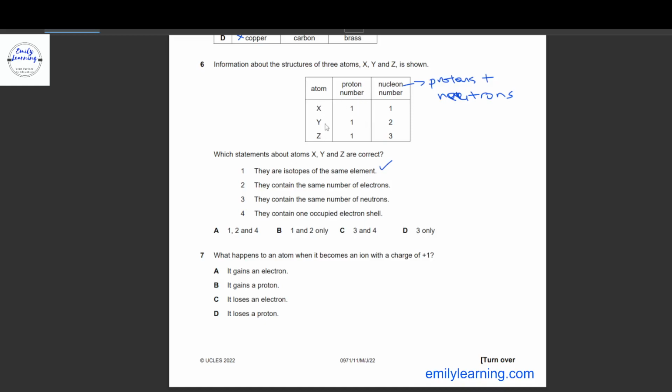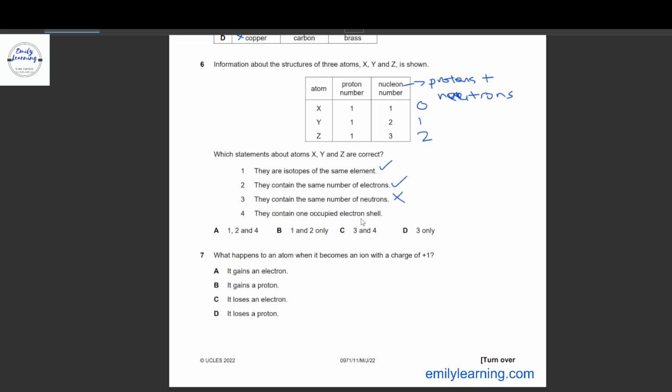So if X, Y, Z has 1 proton, they will also have 1 electron each in each of the atoms. So in other words, they contain the same number of electrons, correct? They contain the same number of neutrons? No. For X, the number of neutrons is equal to 1 minus 1, which is 0. For Y, the number of neutrons is 1. And for Z, the number of neutrons is 2. So they do not contain the same number of neutrons. They are not the same.